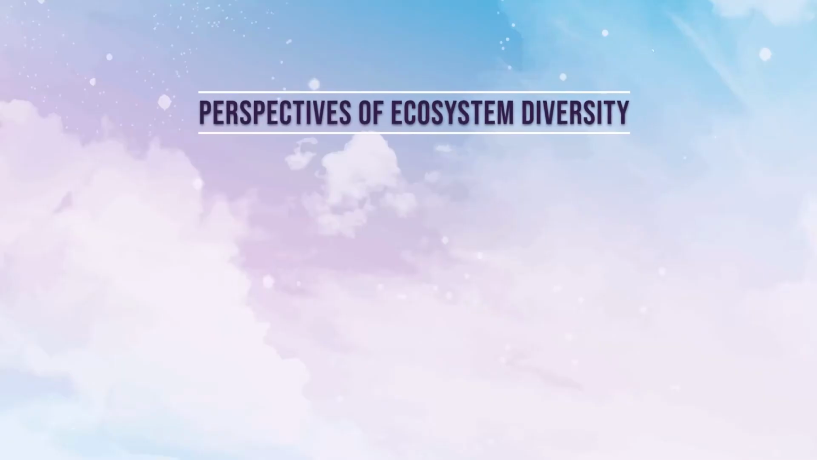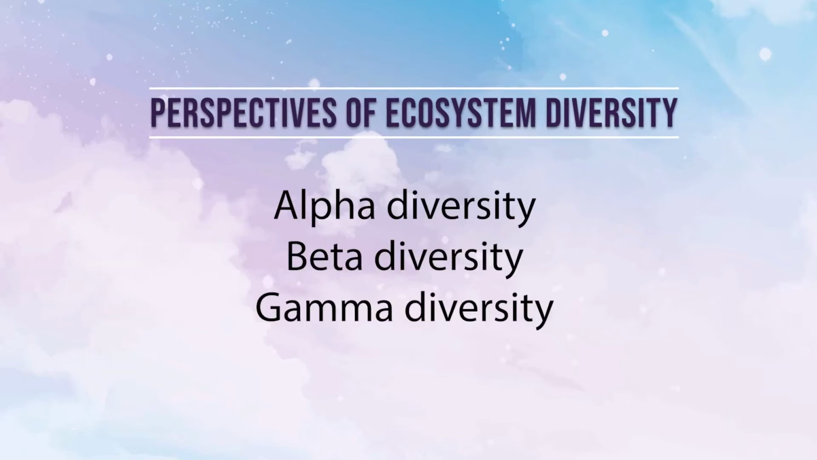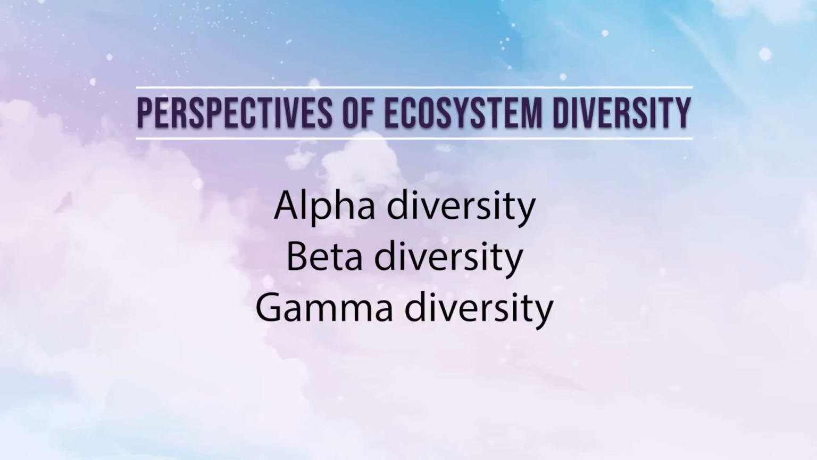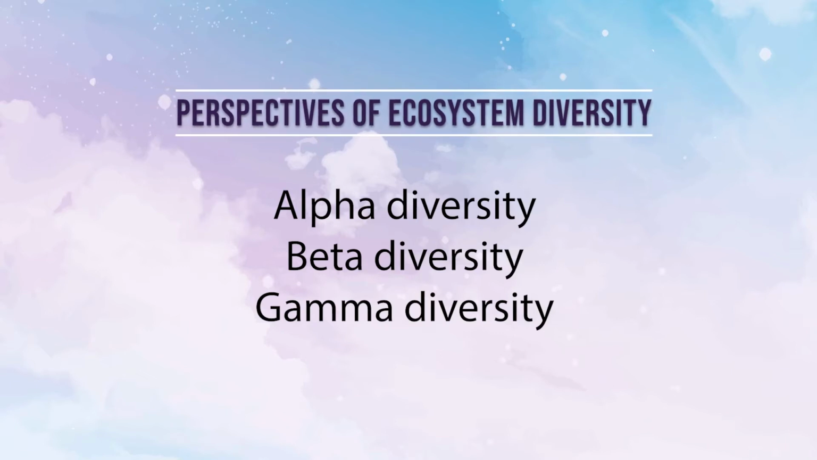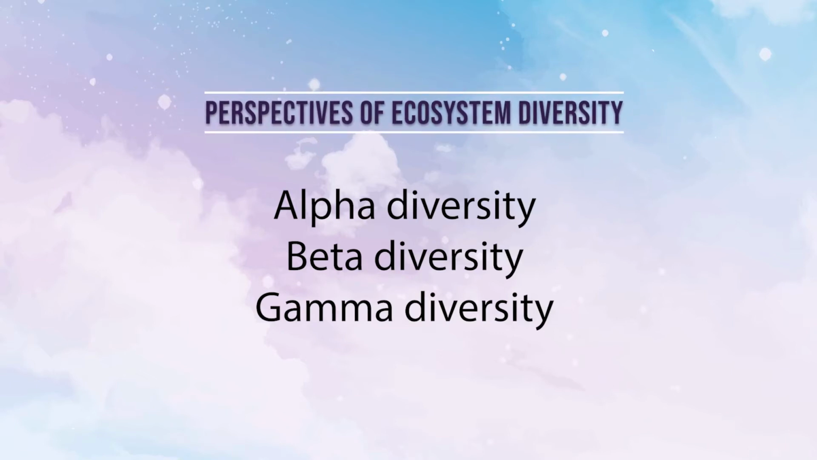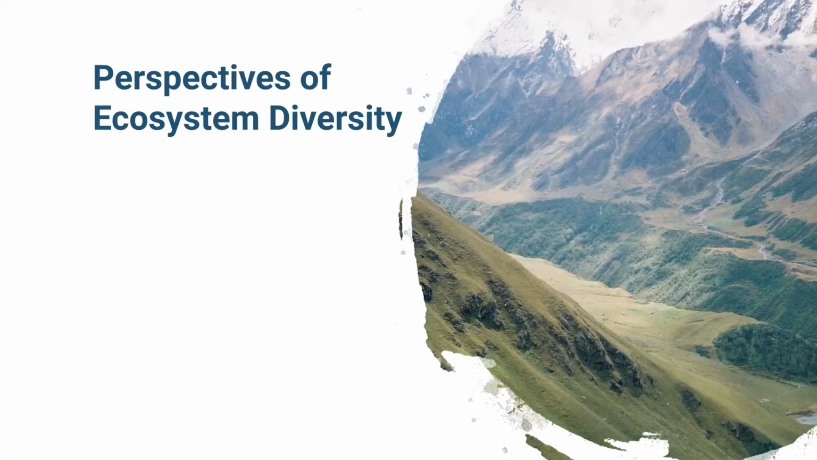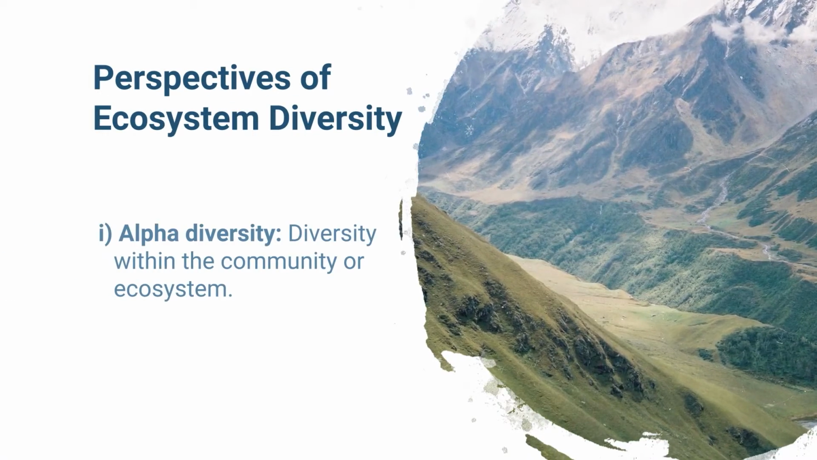So then again, in this ecosystem, diversity can be looked into from three perspectives. One is alpha diversity, second is beta, third is gamma diversity. Alpha, beta, and gamma diversity. So alpha diversity indicates the diversity within the community or ecosystem. You note down the diversity within the community or ecosystem. So it refers to the diversity of organisms sharing the same community or habitat.